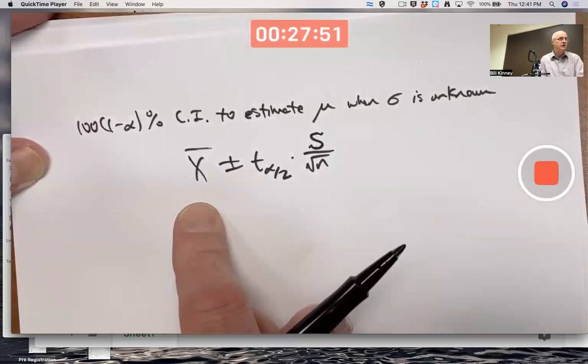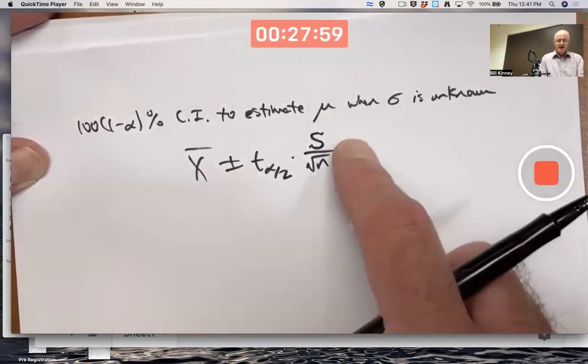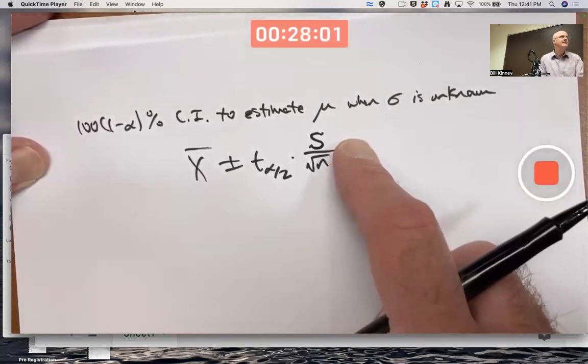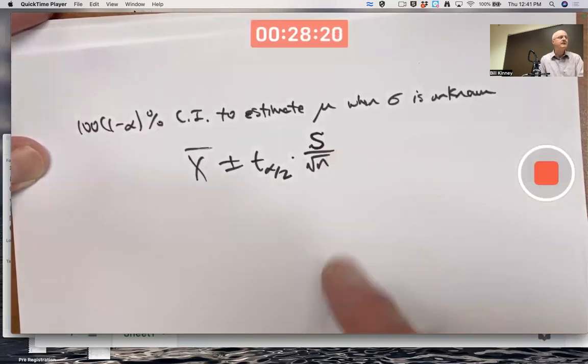X bar has a distribution. By the central limit theorem, it's approximately normal, even if your population is not normal, as long as n is large enough. S has a distribution. Is S's distribution normal? Can't be exactly normal, because S can't be negative. Could it be approximately normal? Maybe, if n is large enough again. Is there a central limit theorem for S? We won't get into that at the moment.